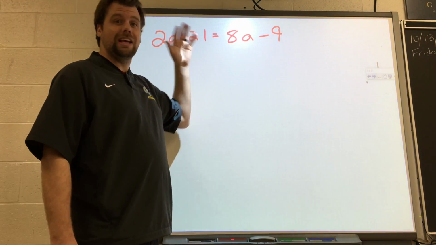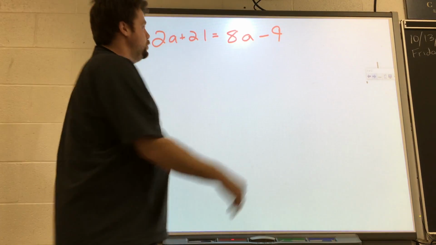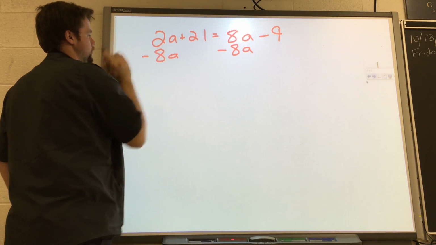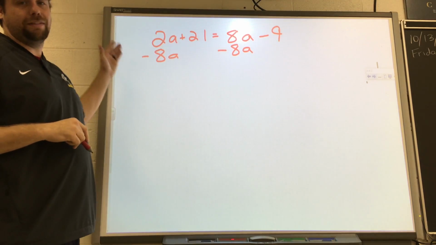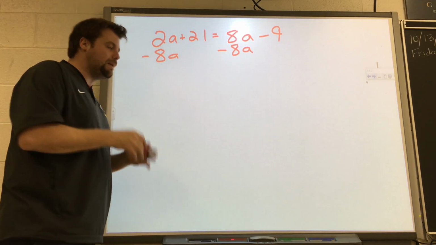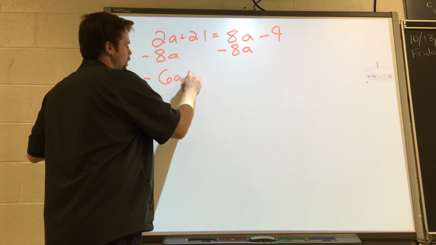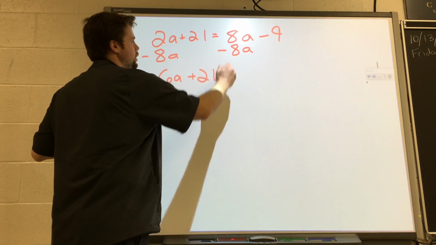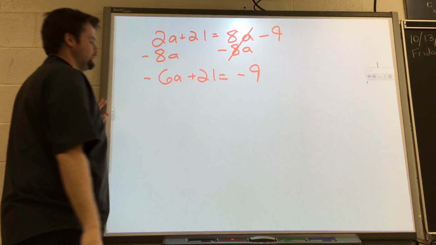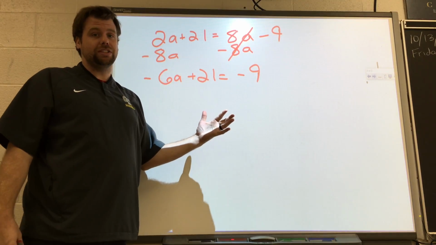Now to move it over, it's a positive. So to move it across the equation, I have to subtract it. It was a positive, I have to subtract it. I subtract it from 2a because those are like terms that can be combined. 2a minus 8a, negative 6a plus 21 equals 8a minus 8a, cancels. You're left with negative 9. Now, I have a two-step equation to solve.